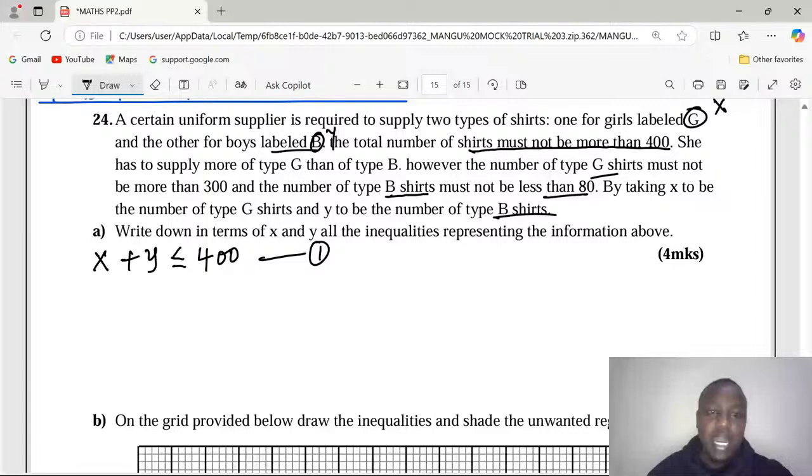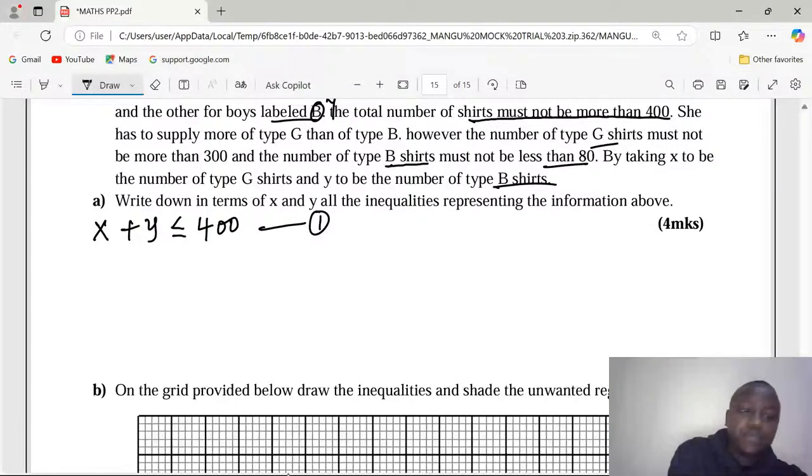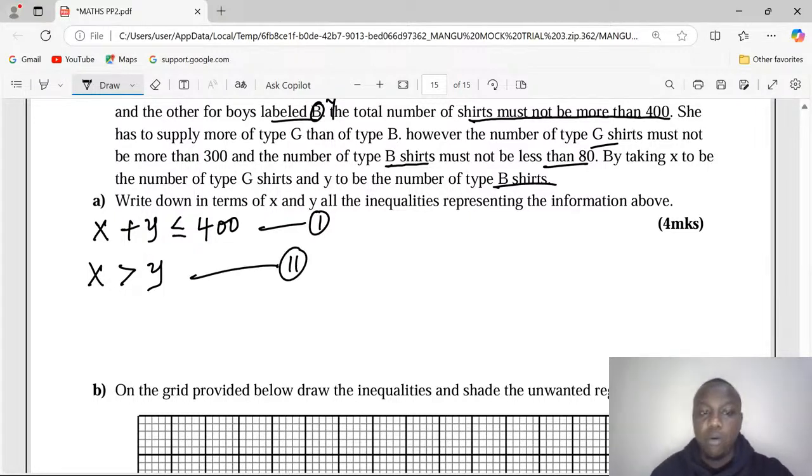She has to supply more of type G than of type B. Therefore, this one must be greater than this one. The number, it must be more.